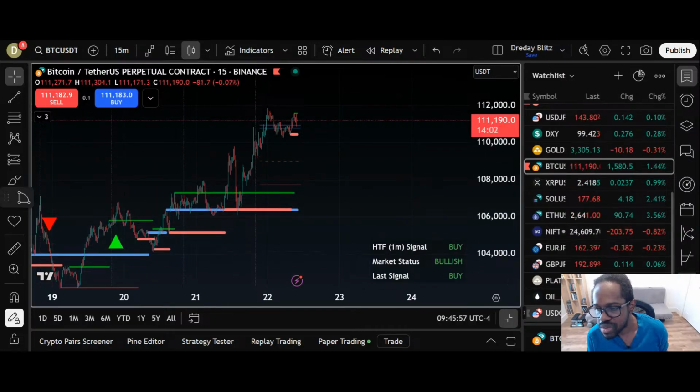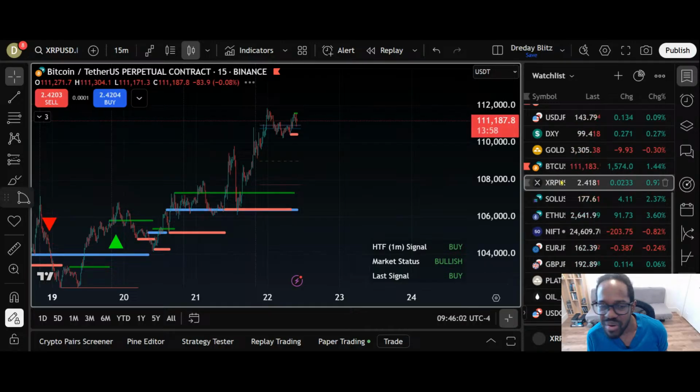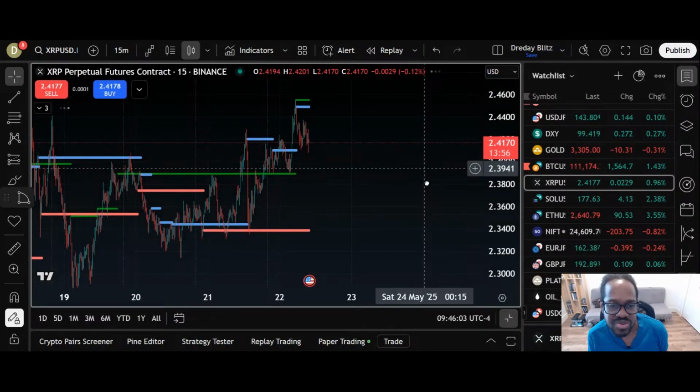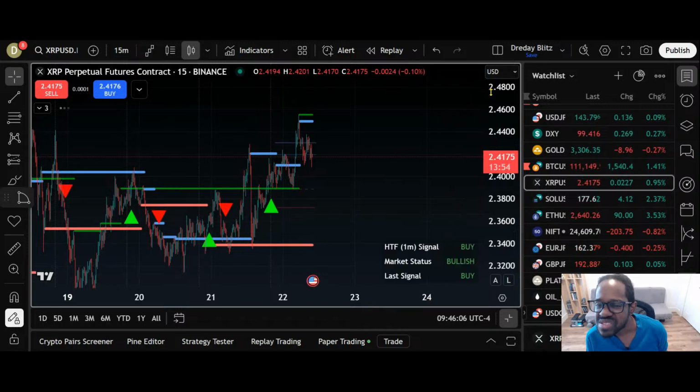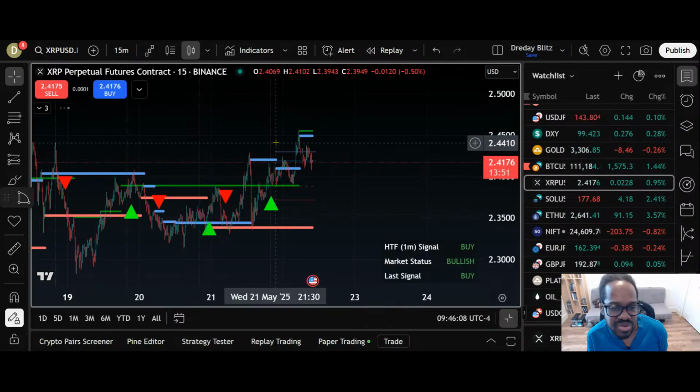So, and let's look at the XRP. XRP is starting to reverse. It's at $2.41. We had a buy signal here.